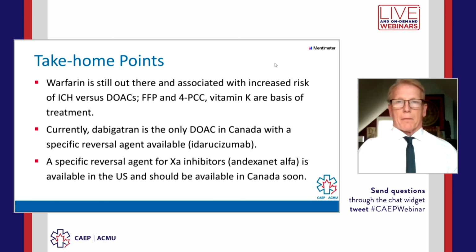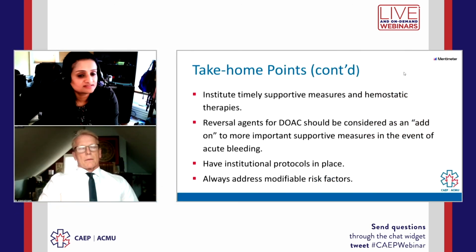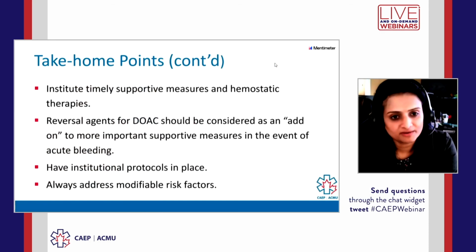Dabigatran is currently in Canada the only DOAC with a reversal agent. That's idarucizumab. And I suspect, I thought it would be available by now, that andexanet alpha, which reverses apixaban, edoxaban and rivaroxaban, will be available. It's been out in the States for a couple of years now. So again, to reiterate everything that we have covered already, instituting timely supportive measures and hemostatic therapies is key. And always think about it as an add-on agent to the reversal agents. Really, it's still important that supportive measures should be the first thing to do in any case of acute bleeding. So not all bleeds need reversal agents.